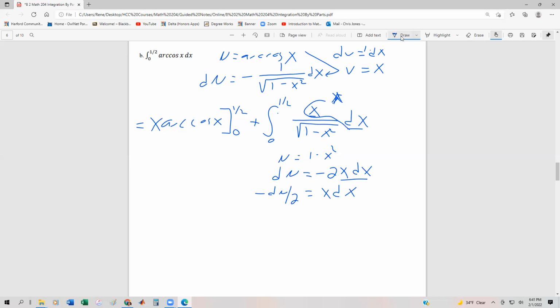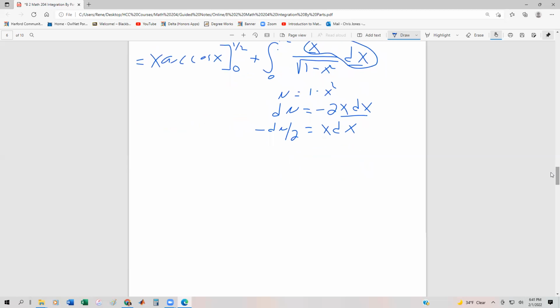And now we can substitute, right? So x dx is going to be our negative du over 2. 1 minus x squared becomes u. We're going to use our dummy variables. So x arc cos of x stays the same. That's already evaluated. We're done with that. And then we're going to have plus the integral from a to b. x dx becomes minus du over 2. And then instead of square root of 1 minus x squared, it becomes square root of u.